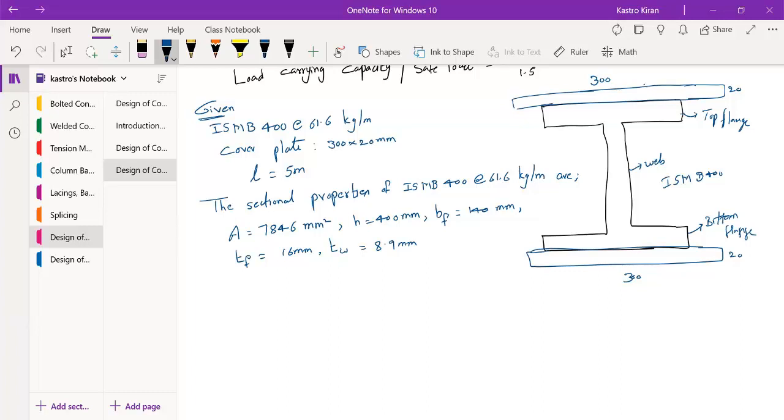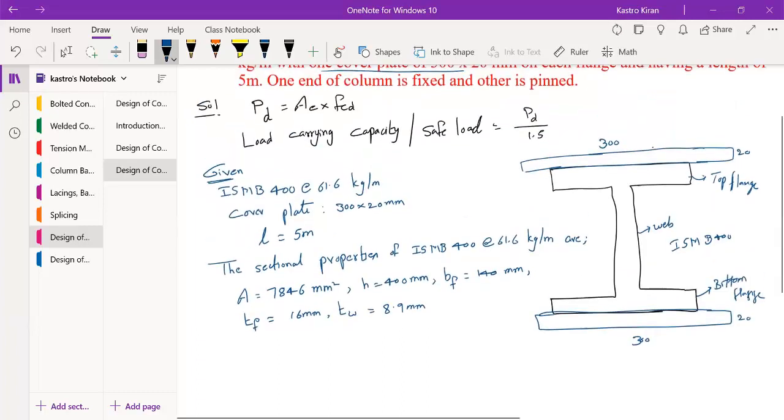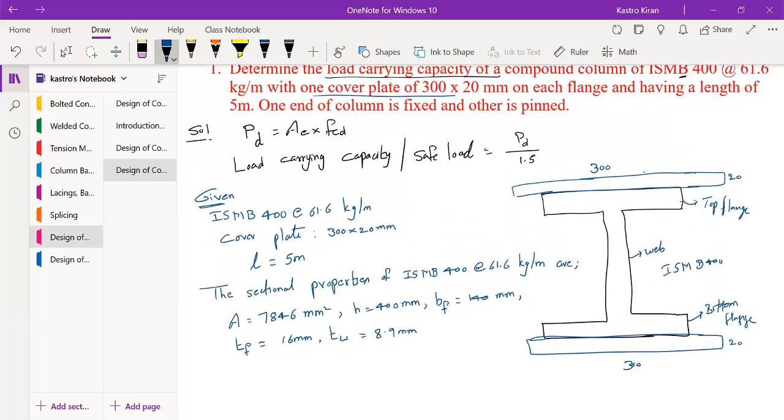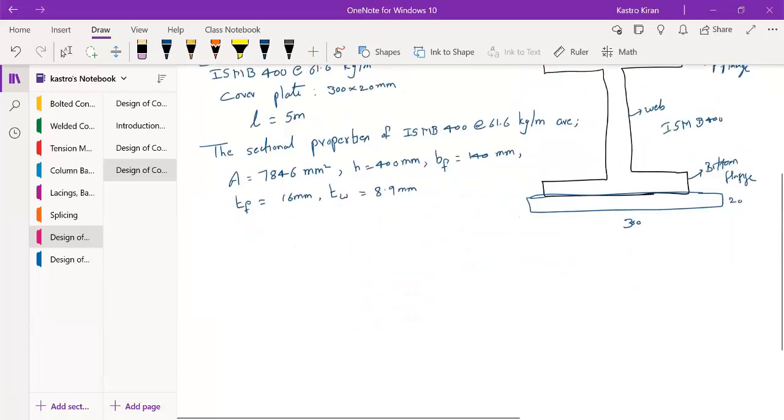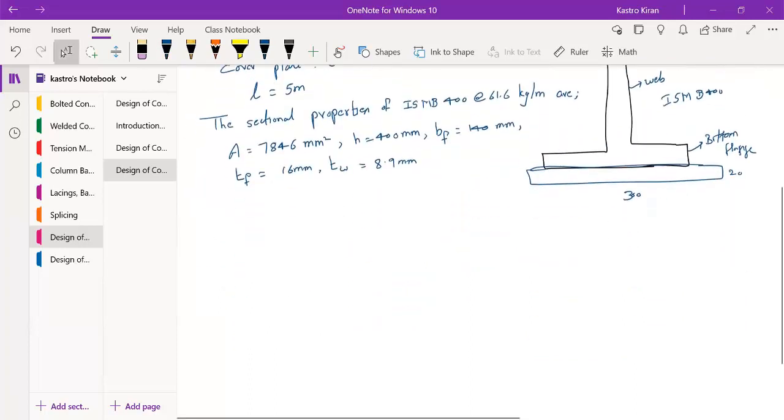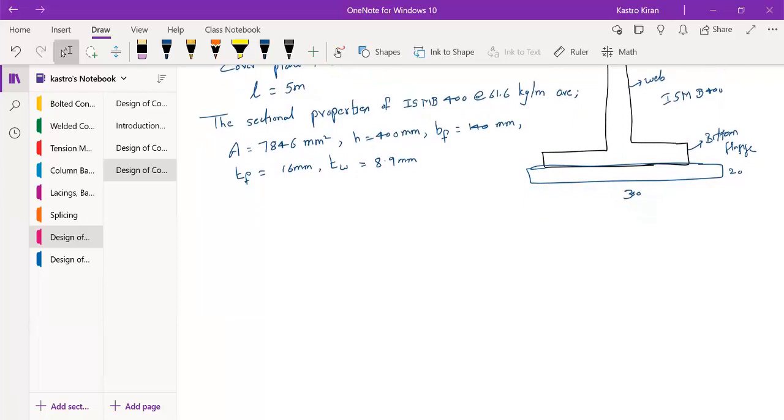So now, what is the first thing? We have to find the value of KL, right? In order to find the value of fcd, you need to find the value of lambda, right? Lambda equals KL by r. So here you need to find the value of K. I hope you remember this. So let's solve for this one. How will you find the value of K? You have to use the code book, right? You have to use the code book.